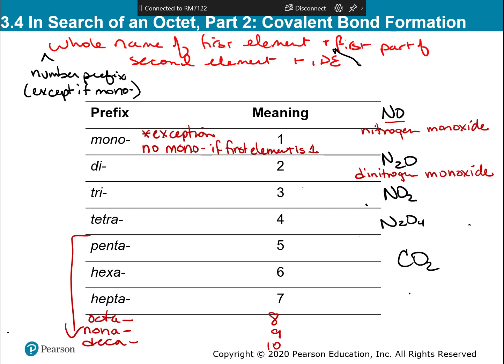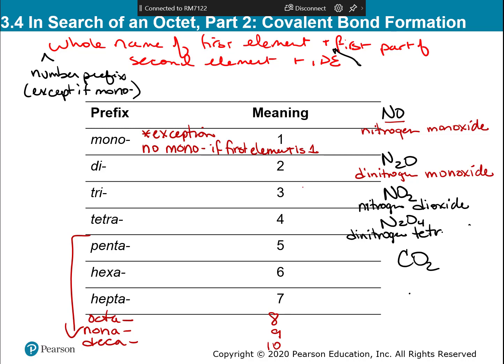Okay, what is then NO2? What is N? Nitrogen. And then O2 would be, yeah, dioxide. What if I had N2O4? 2 N's. Always use the full name of the first element. Then, what's 4?